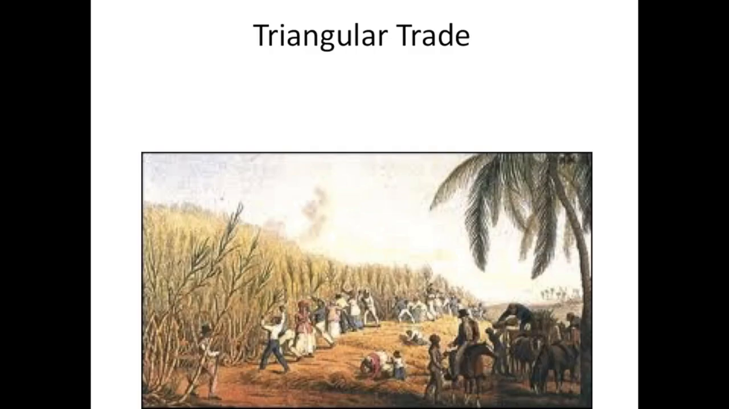On to one final topic, and this relates to many different regions, and that's going to be triangular trade. So if you look at your chart here, you'll see that there are three different arrows that form a sort of triangle, and that's going to be a triangle of trade going on. There's going to be trade between the colonies and Africa, between Africa and the Caribbean islands, and the Caribbean islands and the colonies.